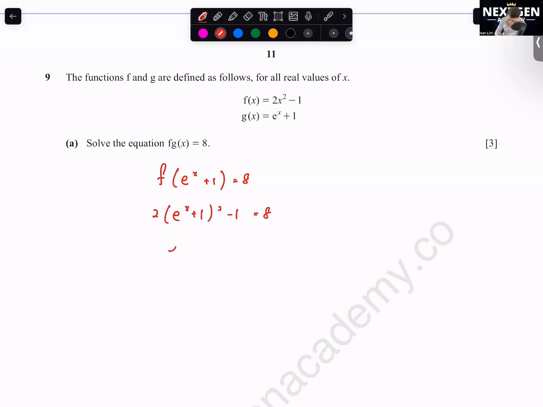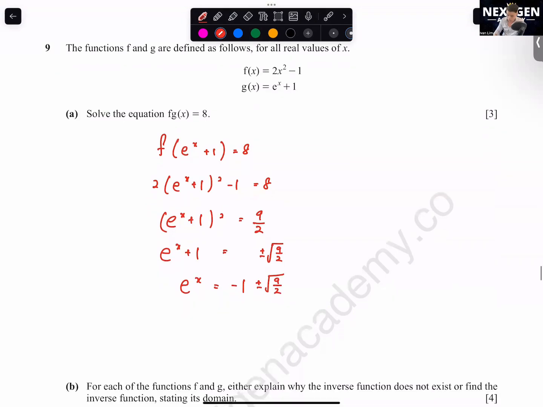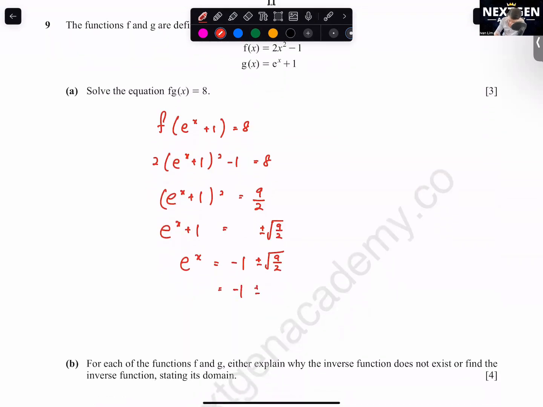Okay, you rearrange the whole thing. So (e^x plus 1) squared is going to become 9 over 2. So e to the power x plus 1 equals plus minus square root of 9 over 2. e to the power x equals minus 1 plus minus square root of 9 over 2. You can simplify this actually to 3 over 2. Then I invert it, I will get x equals ln of negative 1 plus minus 3 over 2.